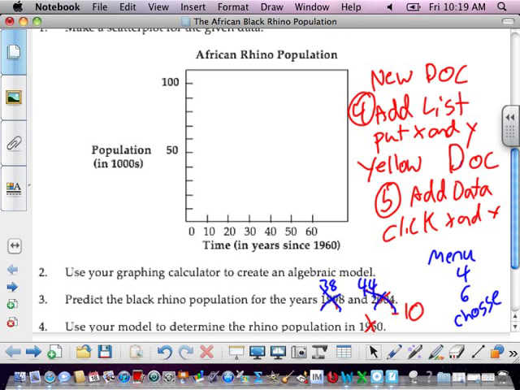I also have a homework assignment for you tonight, the crickets one. Okay? And that one you don't need a graphing calculator to do.